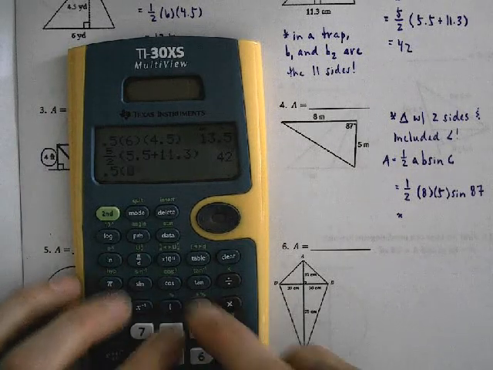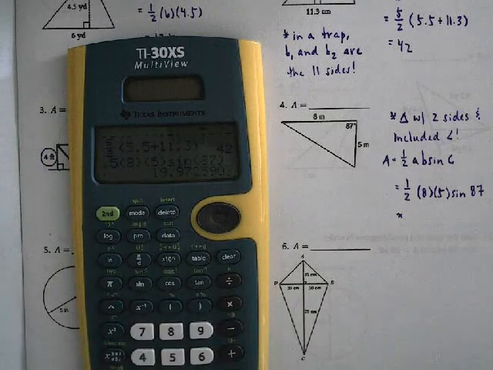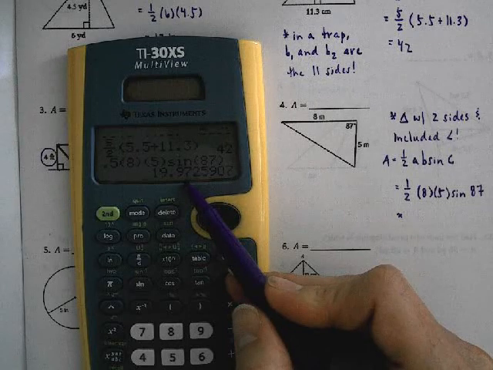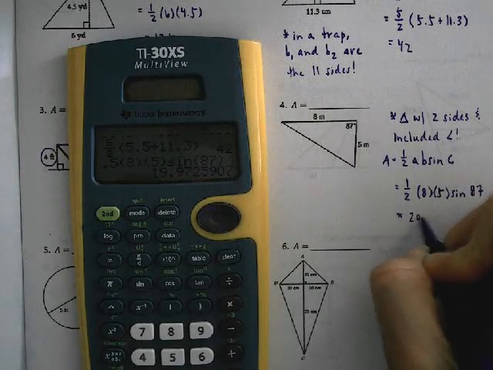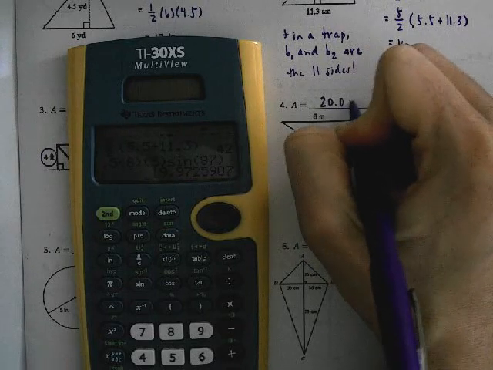So 0.5 times 8 times 5 times the sine of 87 to the nearest tenth. Well, this is going to round up actually to 20.0, and we're going to have square meters.